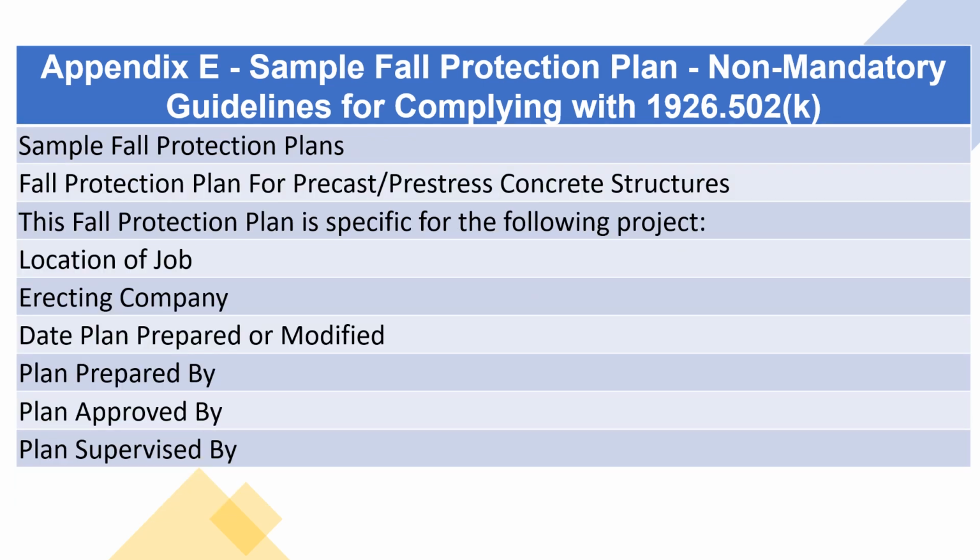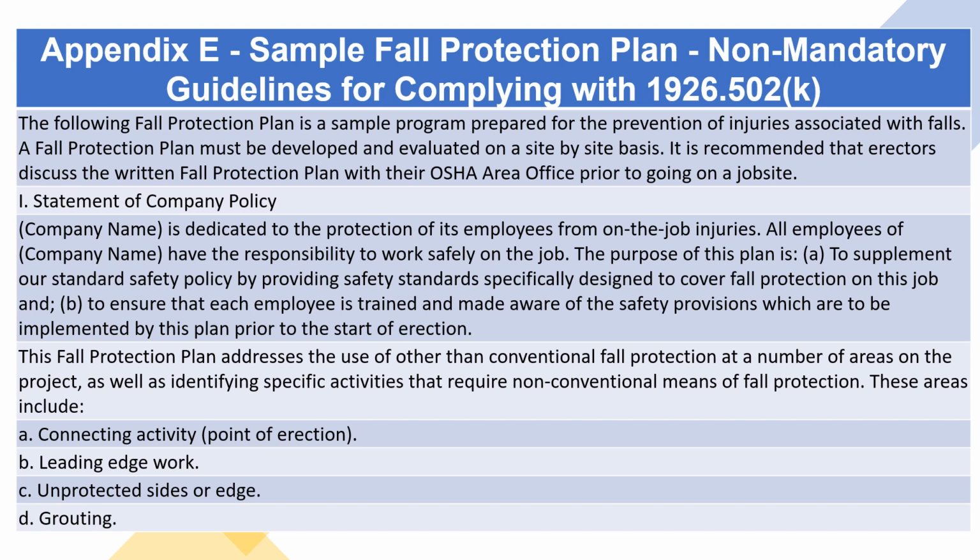Fall Protection Plan for Precast/Pre-Stress Concrete Structures. This fall protection plan is specific for the following project: location of job, erecting company, date plan prepared or modified, plan prepared by, plan approved by, plan supervised by. The following fall protection plan is a sample program prepared for the prevention of injuries associated with falls. A fall protection plan must be developed and evaluated on a site-by-site basis. It is recommended that erectors discuss the written fall protection plan with their OSHA area office prior to going on a job site.